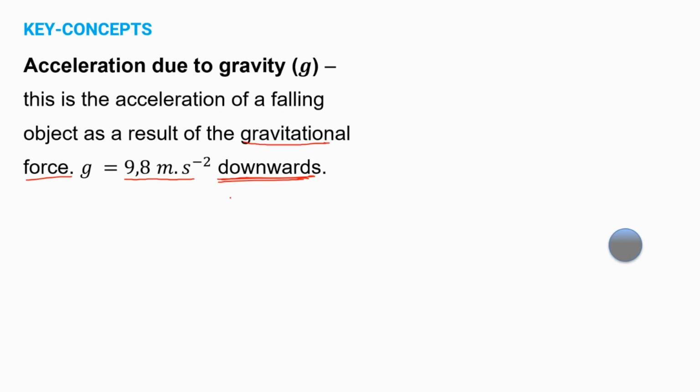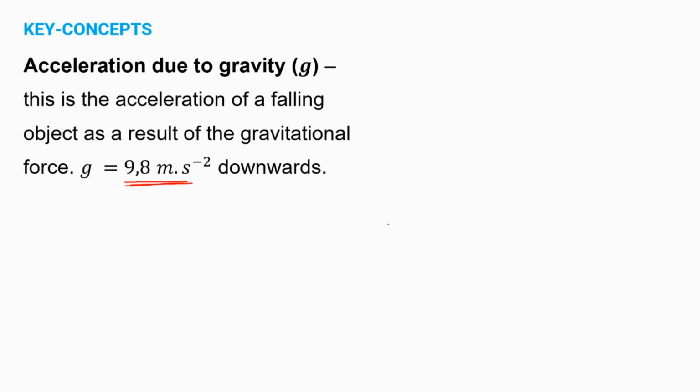We're going to discuss more about projectile motion in our next tutorial, but let's just look at this. The acceleration due to gravity is 9,8 meters per second squared downwards. What does that mean? It means that every second, the velocity of the projectile changes by 9,8 meters per second.